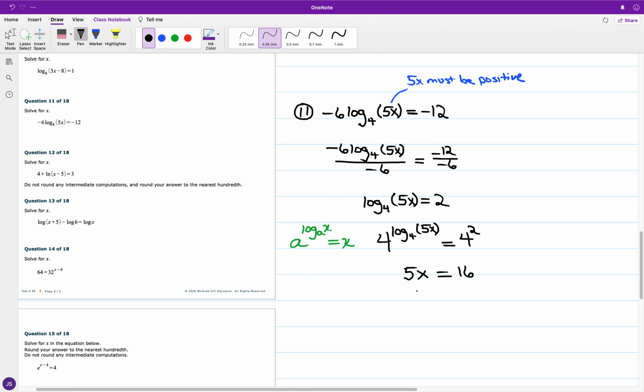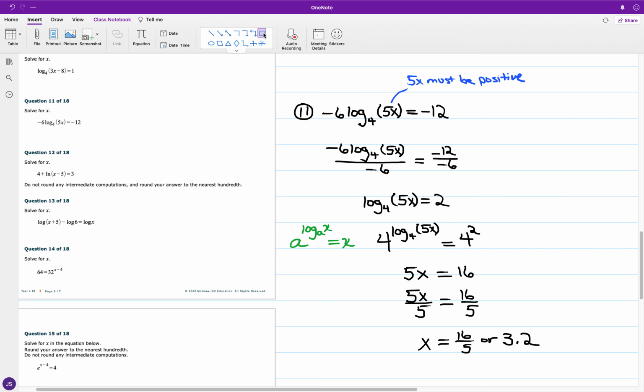With division by 5, for x you can either express it as a fraction or as a decimal. So for the final result, x is equal to 16/5. As a decimal, you can write it as 3.2. And you can go back and check: 5 times 16/5 or 5 times 3.2 is 16, and 5x is hereby positive. All right, so number 11 does have one solution.